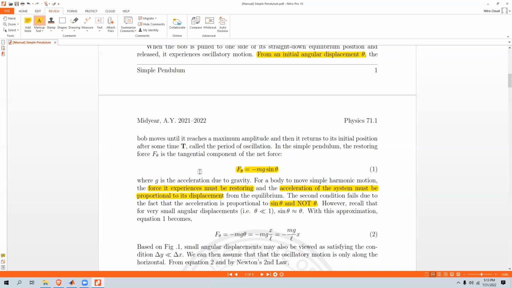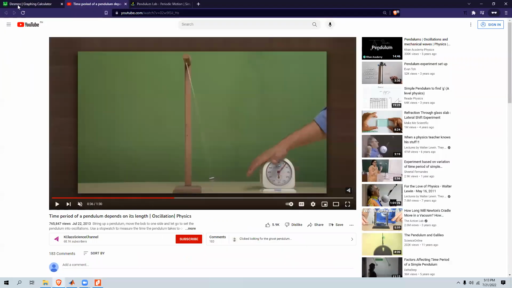We can use a small angle approximation. For very small angular displacements, sine theta is approximately equal to theta. I'm not sure if you all have encountered this small angle approximation, but I can demonstrate this to you graphically.